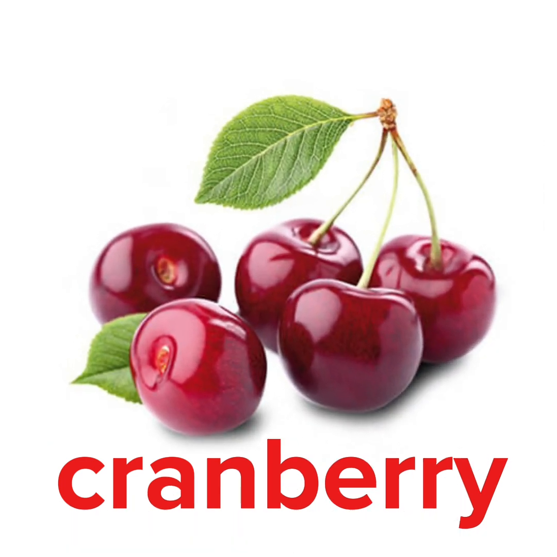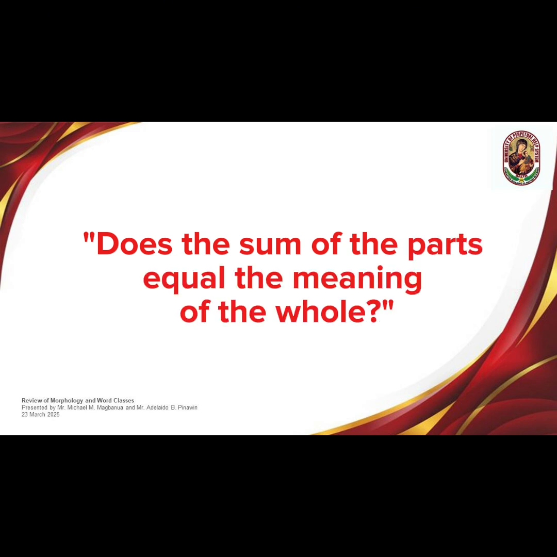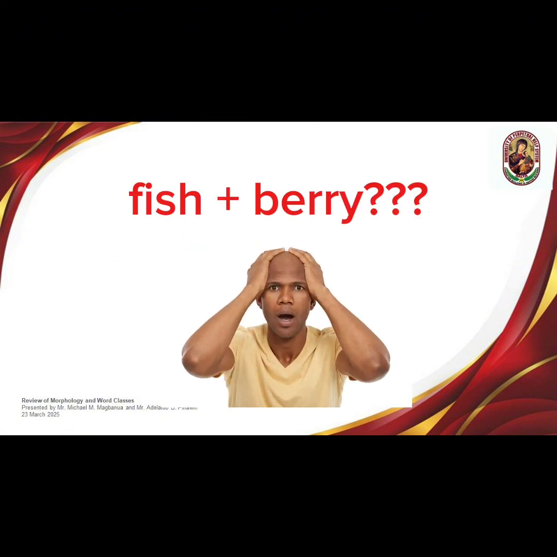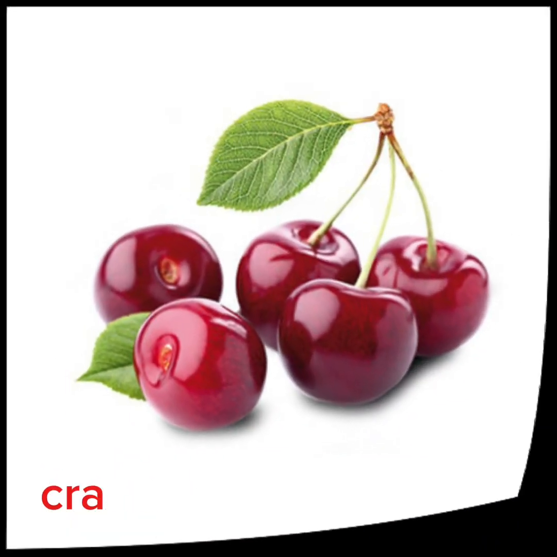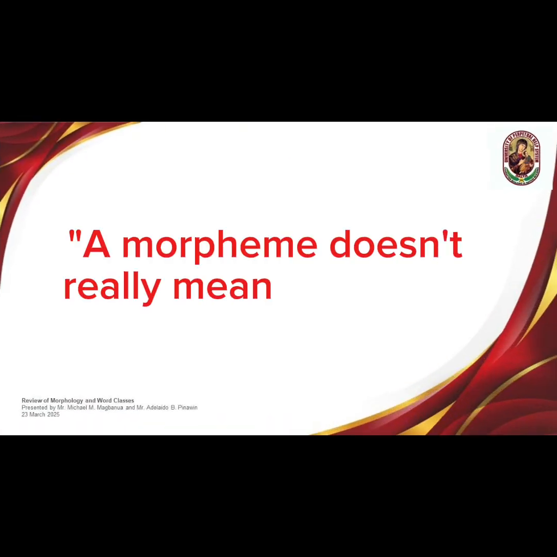Again, when you're looking at a word and you're trying to determine how many morphemes are present in that word, ask yourself, does the sum of the parts equal the meaning of the whole? In the case of cranberry, cran, as in a quantity of fish, plus berry, does not equal the meaning of cranberry. So you want to conclude that cranberry is just one morpheme, and it happens to have this weird cran morph. As it's called in linguistics, a cranberry morph doesn't really mean anything.